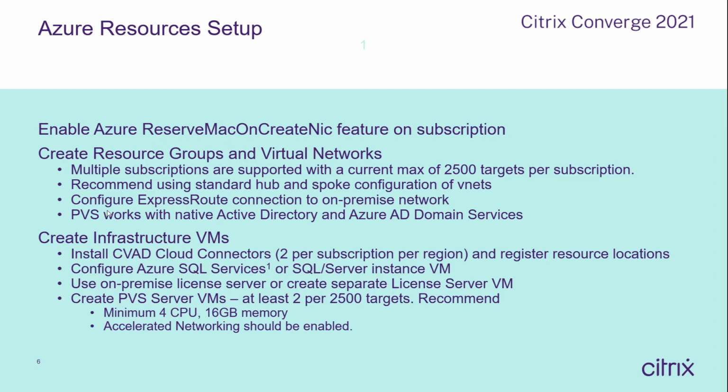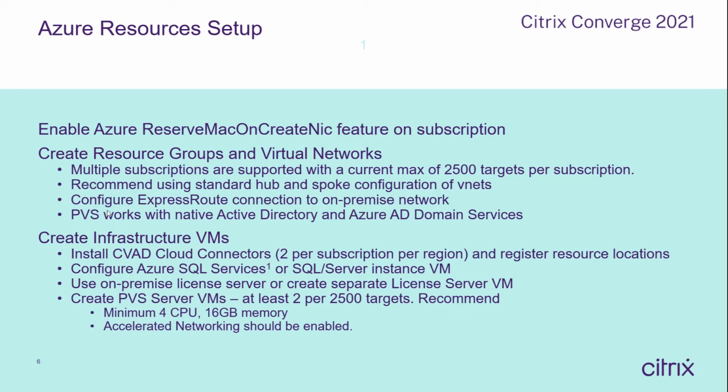You need to create your resource groups and your virtual networks. There's a current limitation of 2,500 VMs per subscription. It's the same limit as MCS, and it will expand as MCS expands. But what that means is for large deployments, you'd need multiple subscriptions, and we do support multiple subscriptions. We would recommend using a standard hub and spoke configuration of virtual networks to connect them all together and to ensure that all the targets can talk to all the PVS servers and domain controllers and all the other application-specific systems they need to connect to.